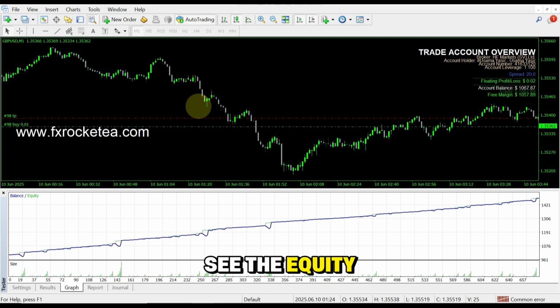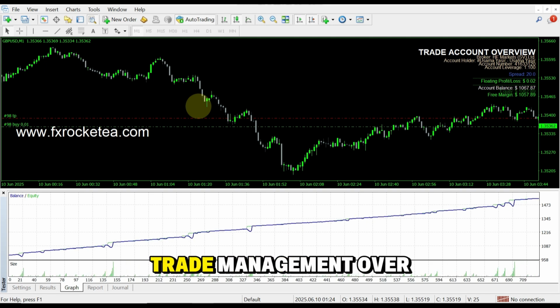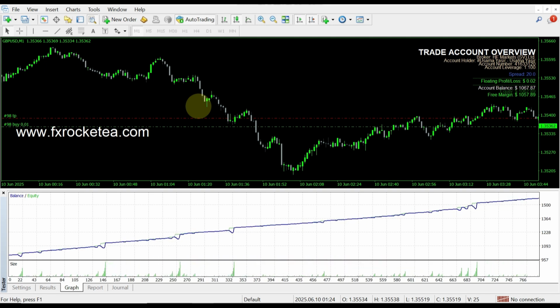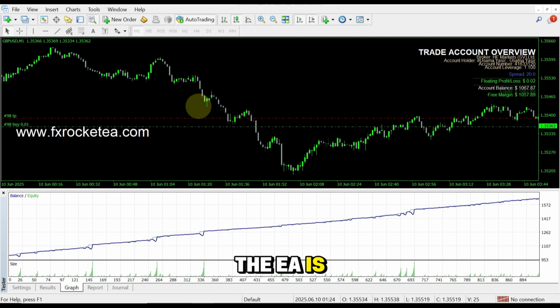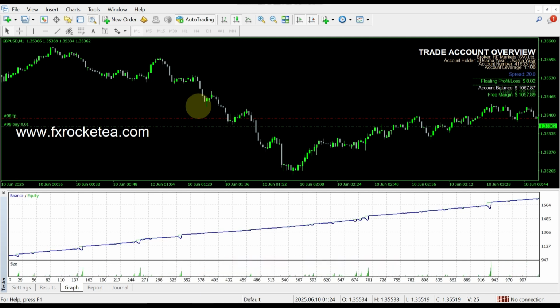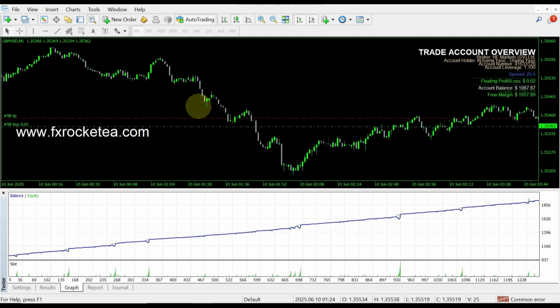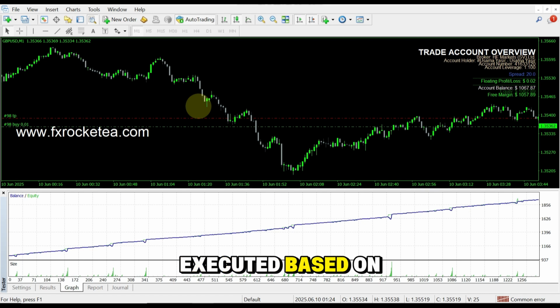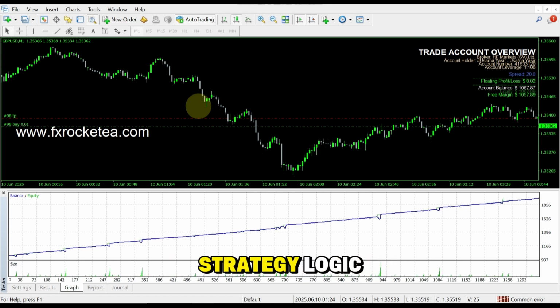As you can see, the equity curve is gradually rising, reflecting the EA's trade management over this period. The EA is now running through historical market data to verify its performance. Each trade is executed based on real market conditions and tested strategy logic.